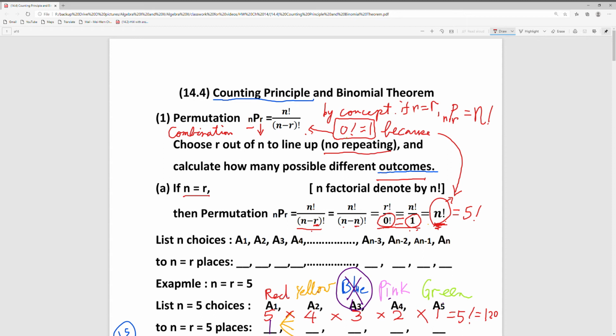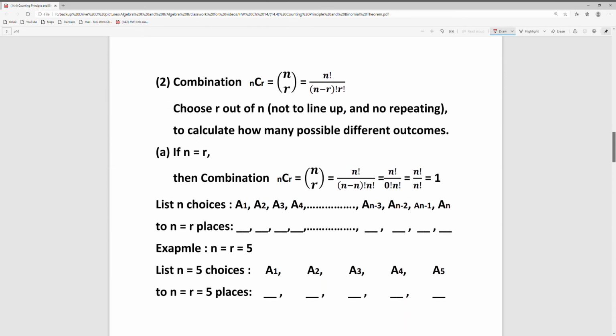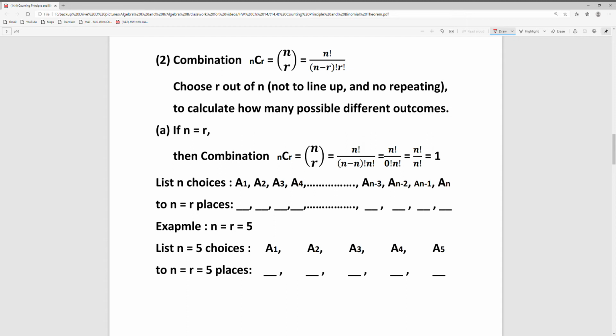Okay, so let me keep going to the next one. We talk about combinations. Now, combination, I will say this formula is the permutation divided by r factorial. Do you agree? This part is permutation. And then on the denominator, you multiply, which means you divide. Okay? So P(n,r) divided by r factorial equals n factorial over n minus r factorial, divided by r factorial.